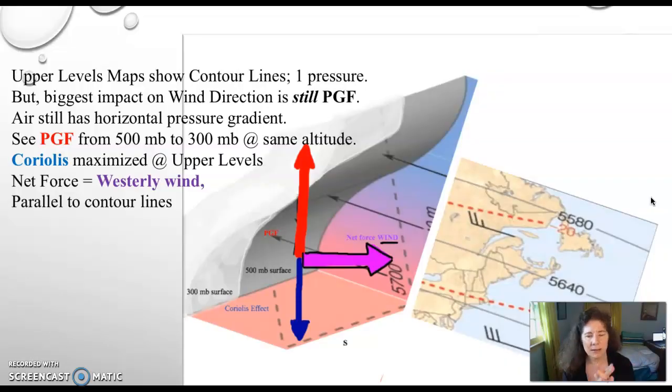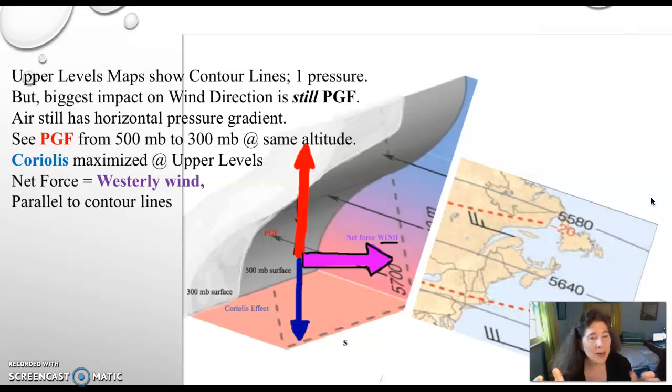Here's a complicated slide, but I'm going to walk you through it. I would normally put this up on a board and draw it all out, but I can act it out for you here. So on the upper level maps, the difference is that the map is all one pressure. And in fact, we're looking at altitudes along a surface of one pressure.